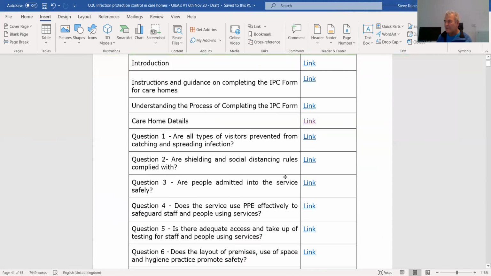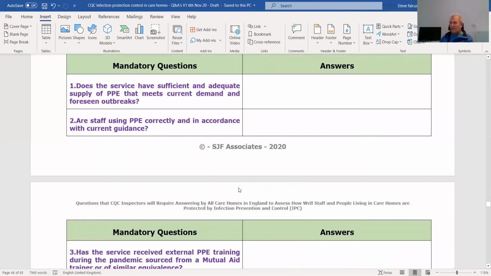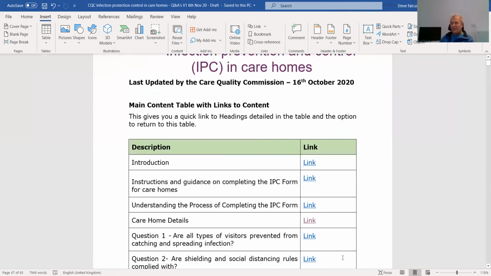So we've got the 8 questions. Question 8 should be completed after a site visit by CQC inspection teams. At the end of the contents table, we've got mandatory questions that need to be answered. A lot of them are yes or no, and if that could be completed, that would be very good. It would be very good practice if this form could be sent to CQC or your local health authorities before a visit, so they can have a look at the information. They will spend less time on your site, which may impact on your service users' prevention of infections. So the less time they spend there will be beneficial to both yourselves and CQC.